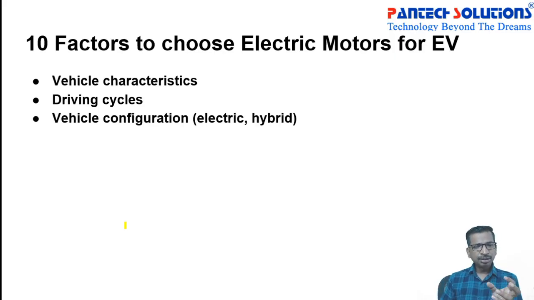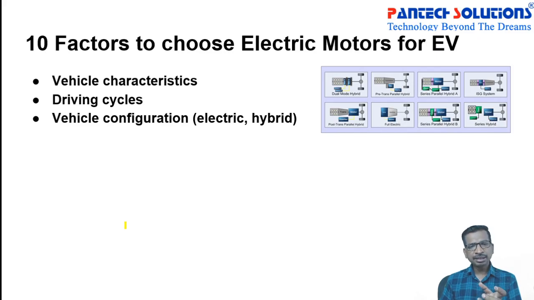And the next one is the vehicle configurations. The vehicle configuration is nothing but whether it is electric or hybrid. So how the vehicle motor is configured, like single axle or dual axle or multi axle, and series, parallel hybrid. Like that we have to choose the configurations.